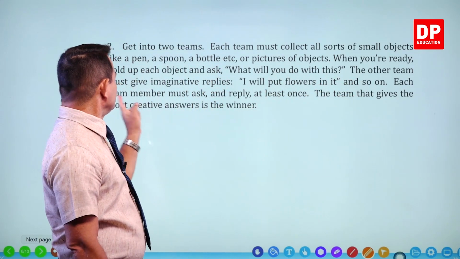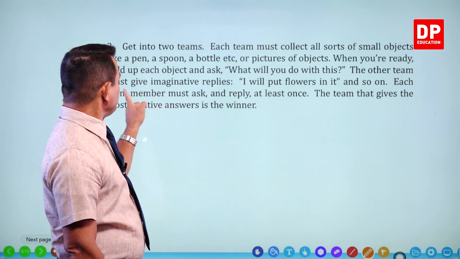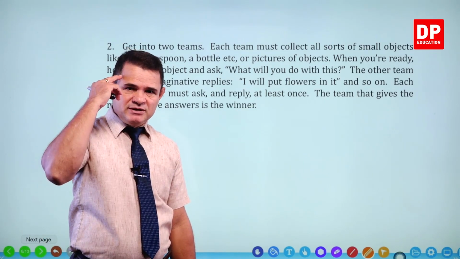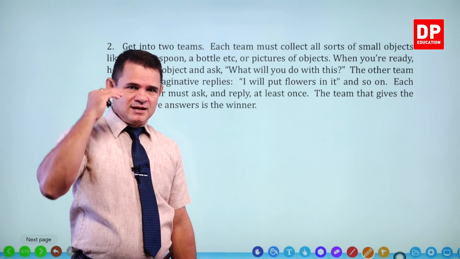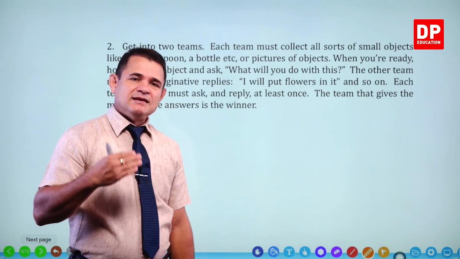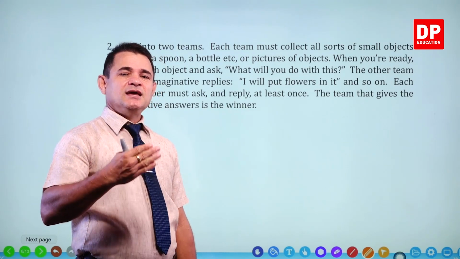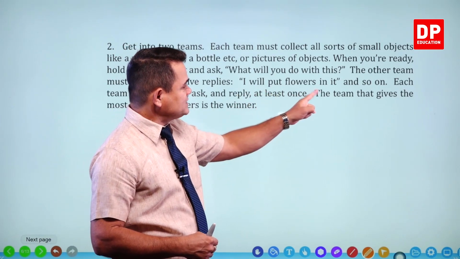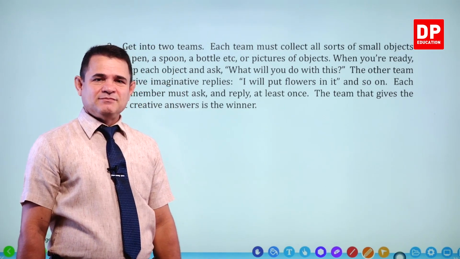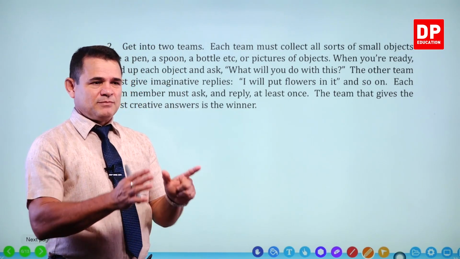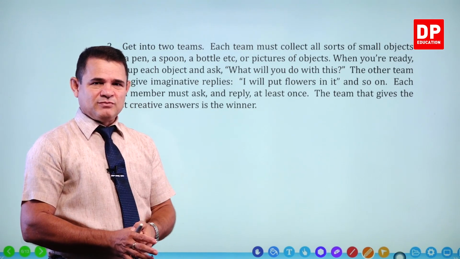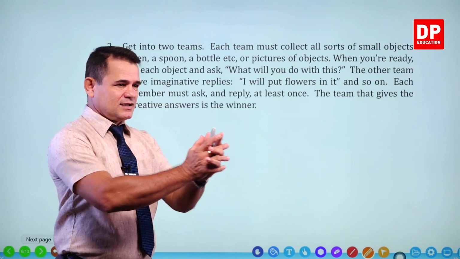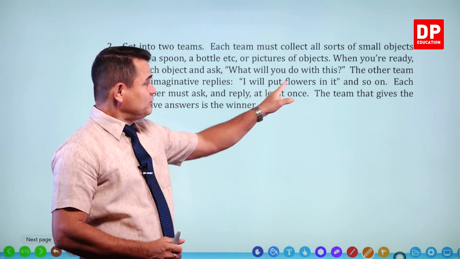The other team must give imaginative replies. Imagine means think, and not maybe the real one. Whatever they think, they must say what they think they would do with it. I will put flowers in it. That's an example. If you hold up a flower vase and ask, what will you do with this? The other person can say, I will put flowers in it.